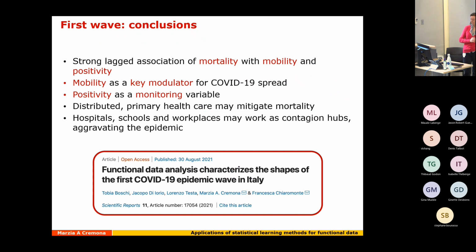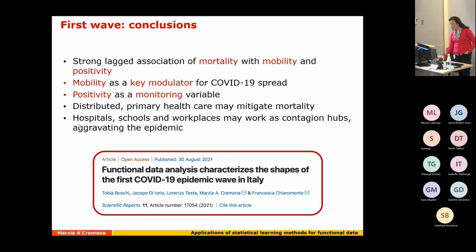Okay, so to conclude this part of the work, we used functional data analysis methods, a lot of different functional data analysis methods, to study the first wave of COVID-19 in Italy. We were able to prove a strong lagged association of mortality with mobility and positivity. In particular, mobility can work as a key modulator of COVID-19 spread, and positivity can work as a monitoring variable, because they are positively correlated to mortality.